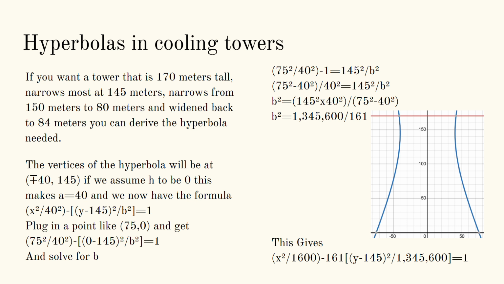This also means that our foci are placed quite far out, I believe, at plus or minus 60, if I remember correctly, which means the foci are actually further out than the top of our tower. You can see on the graph I put bounding lines for the height of our tower, and you can see it passes cleanly through our vertices and our known points.